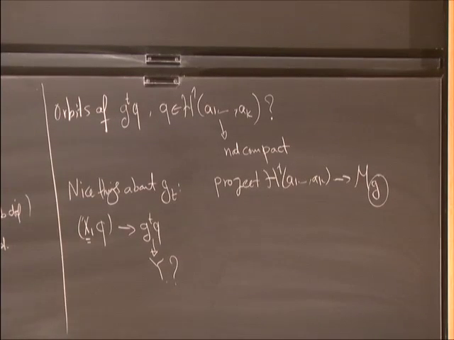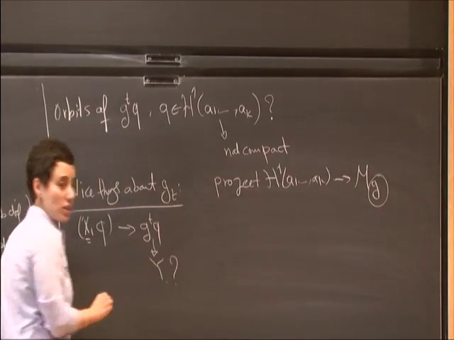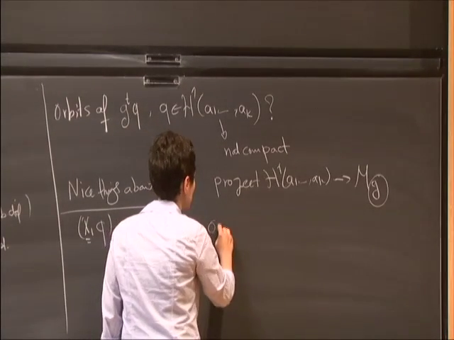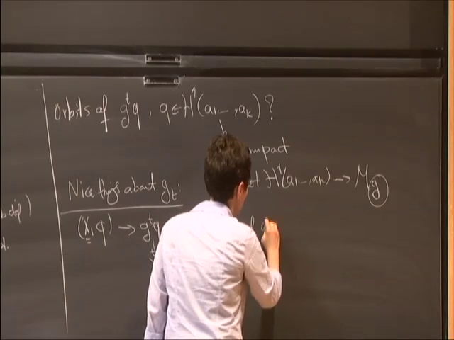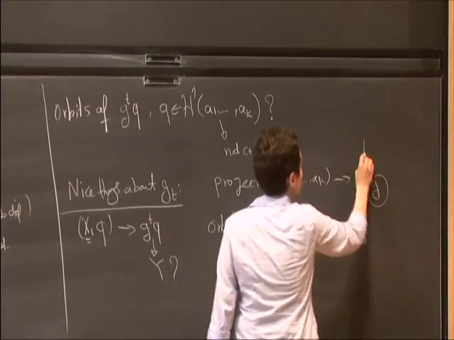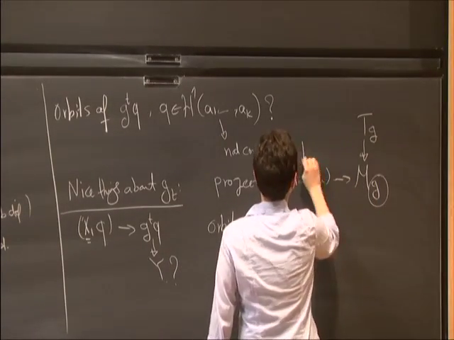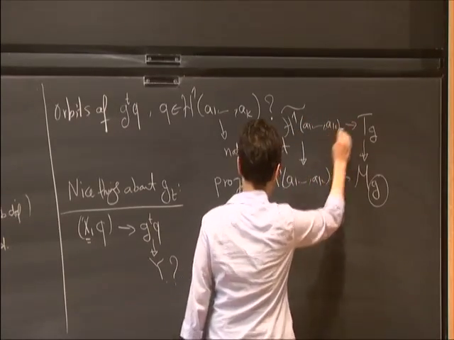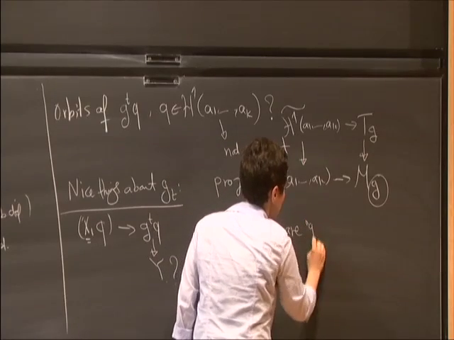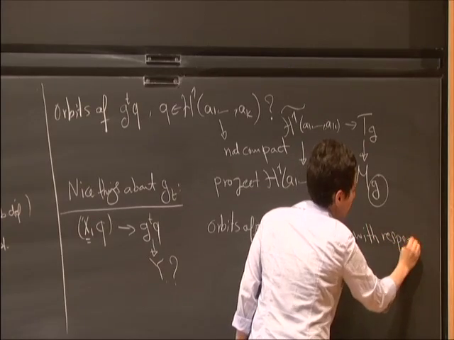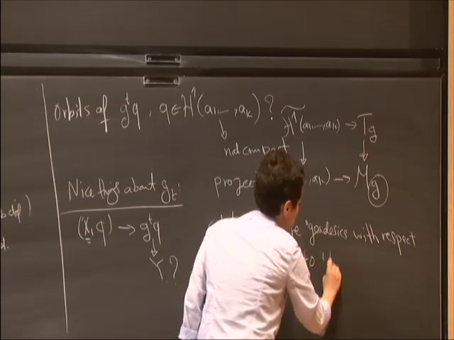And one of the nice things about g_t is that it is very natural. What I mean is that the orbits of g_t q, when you project them to the moduli space or the universal cover, which is the Teichmüller space, are actually geodesics with respect to a nice Finsler metric, what is called the Teichmüller metric.